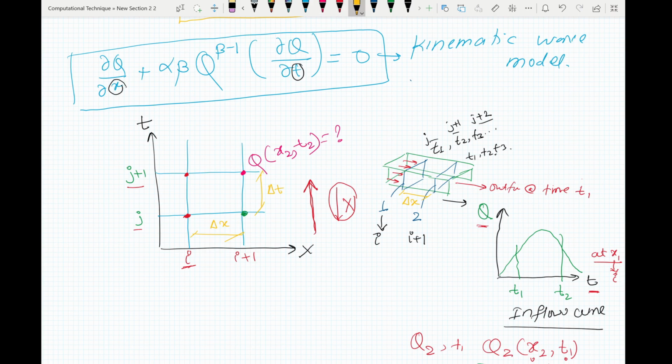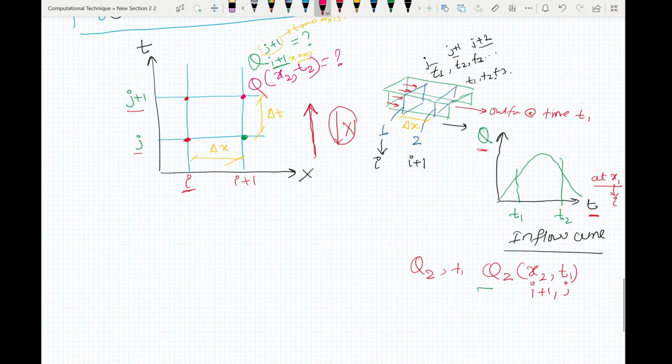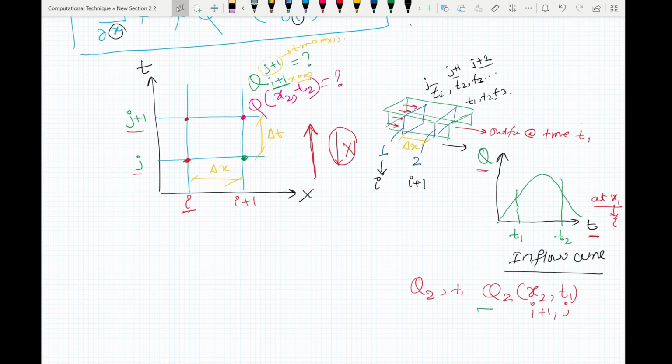Or you can say this one as q i plus 1, j plus 1 equals to what? The subscript is the grid number in the x-axis, and this is the grid number in the time axis. Now to do this, what you have to do is you have to substitute these partial differential equations into finite difference equations as done earlier.